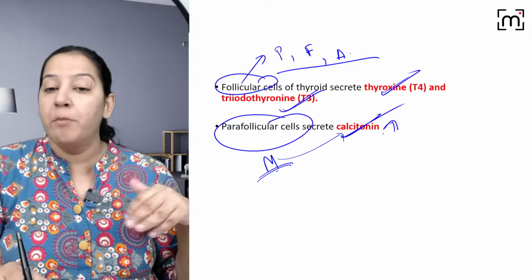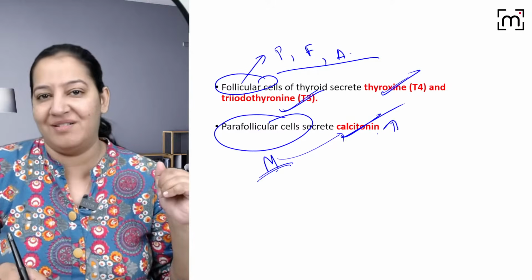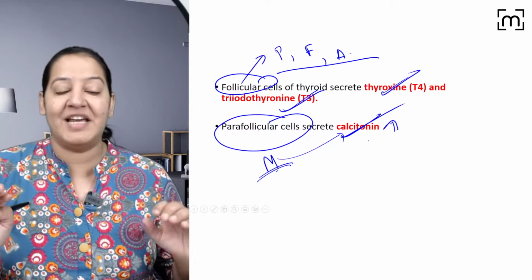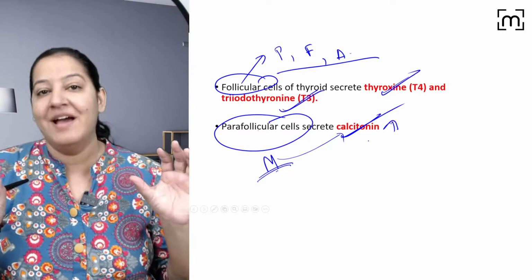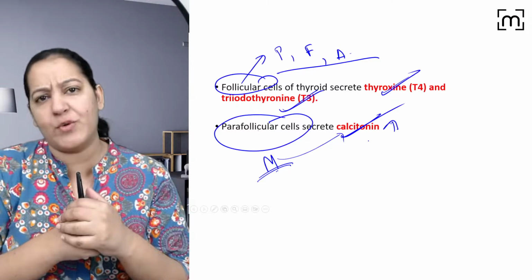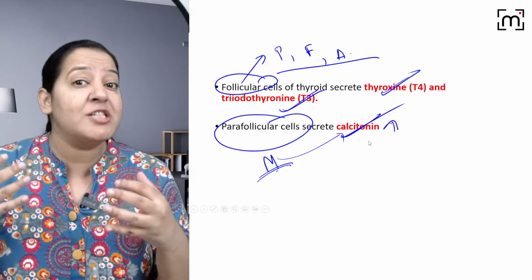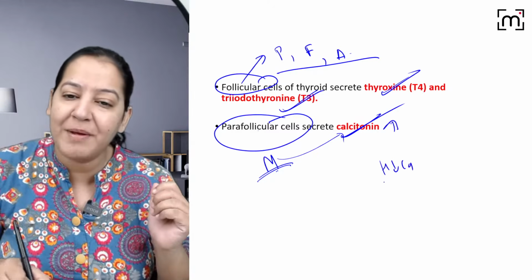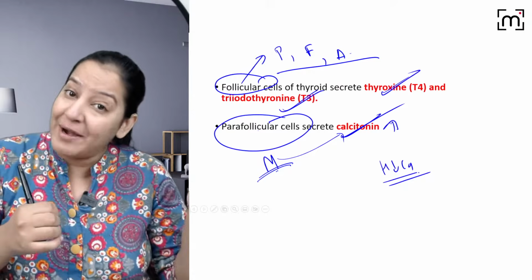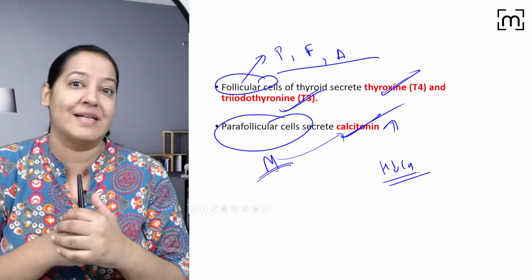You got my point? More calcitonin causes hypocalcemia, right? So I will tell you all this in detail, but you must know the basics. If you know the basics, it will be easy for you to understand. When I teach you that in medullary carcinoma of thyroid, patients present with hypocalcemia, you should be able to understand it. Why? Because medullary carcinoma arises from parafollicular cells.